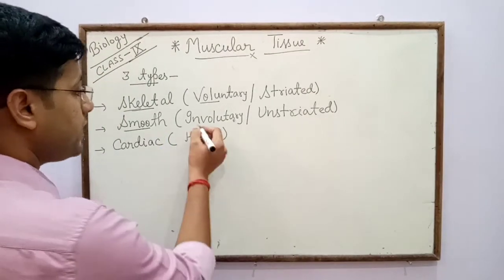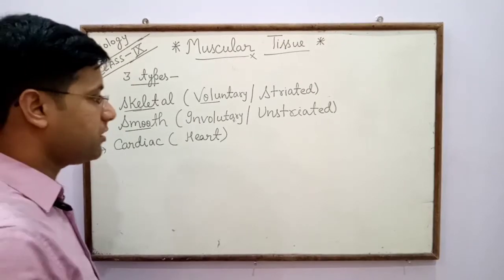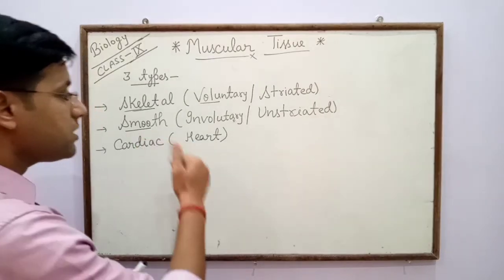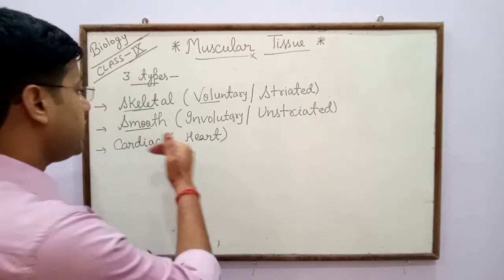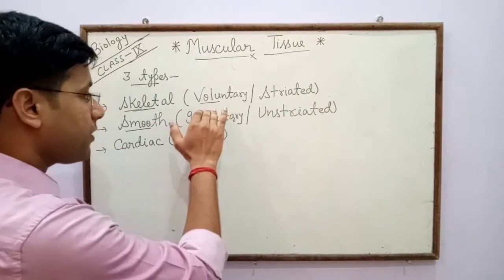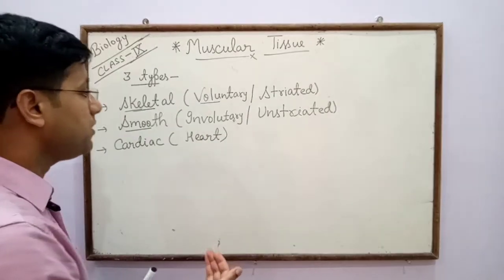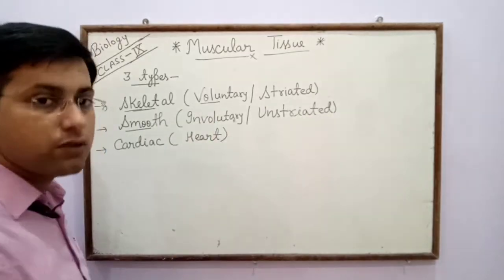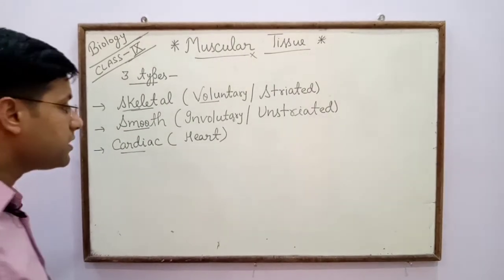Smooth muscle is called involuntary or unstriated muscle, means it is not under our control, means the muscle which does not work according to our will, that is involuntary muscle. So skeletal muscle works according to our will, while smooth muscle is not under control, means it does not work according to our will. After that, the third number is cardiac muscle.